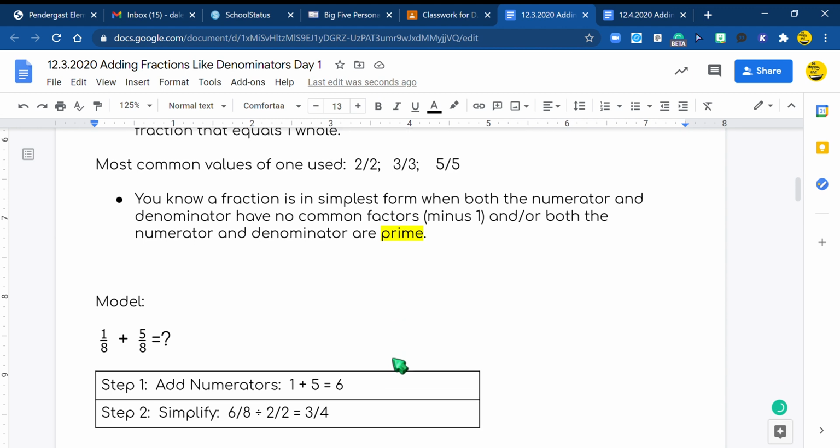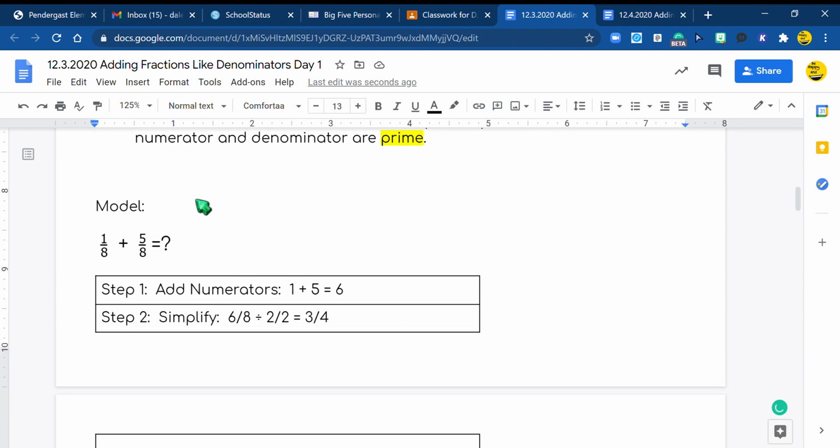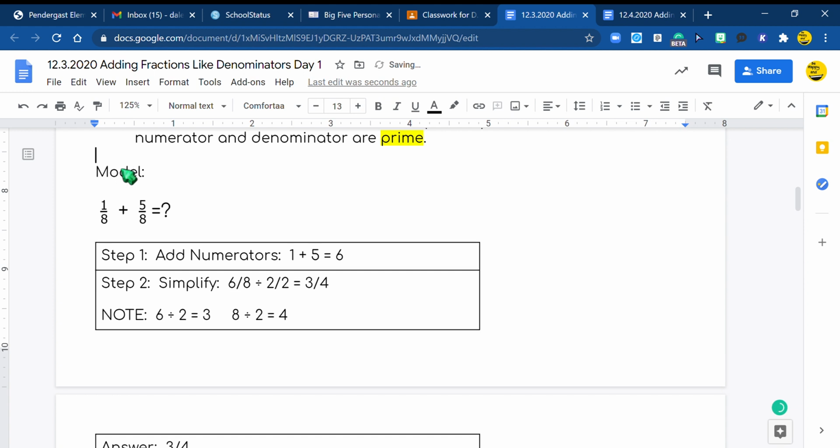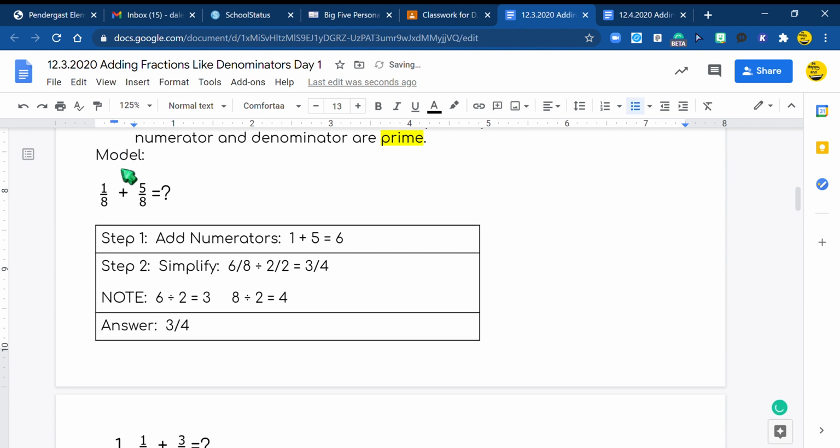So here's our model problem, you guys. We have, let me pull this up, 1/8 plus 5/8. So step 1, add the numerators. 1 plus 5 equals 6. Now we put it into our fraction and simplify. We put the 6 over 8, and look, we're using the slash. We're going to divide by 2 over 2 because both of them are even.